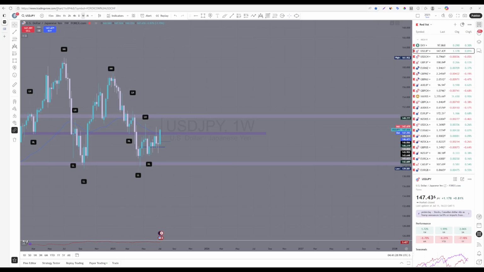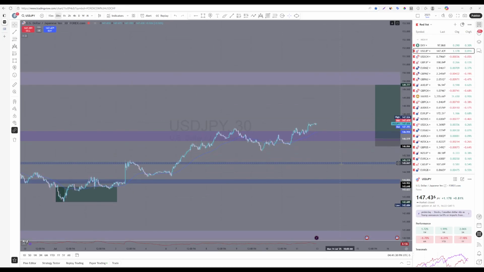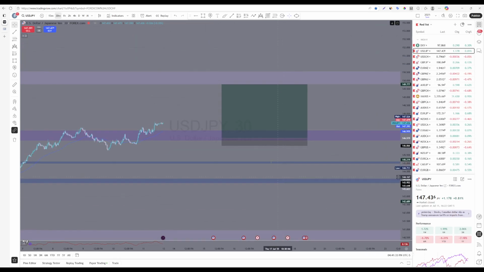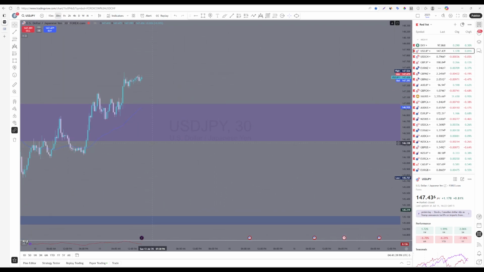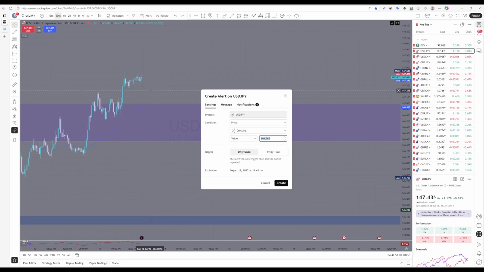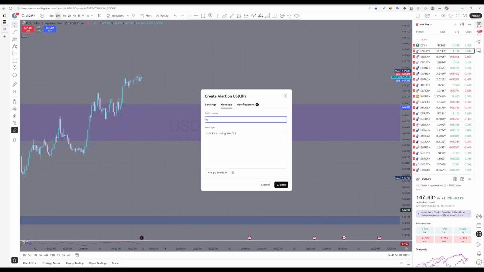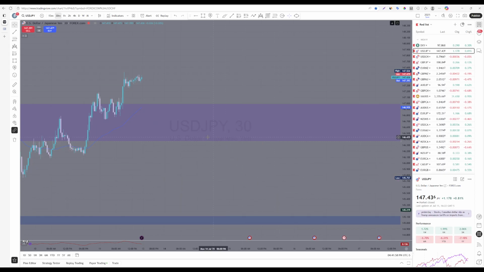Because now we broke, all we have to do is wait for a quick pullback. You can wait for a quick pullback within here. And pullbacks usually tend to go really deep. Pullbacks usually clear all of these. So because once we shift structure, we could potentially come all the way back down here. So I'm gonna call this a pullback.